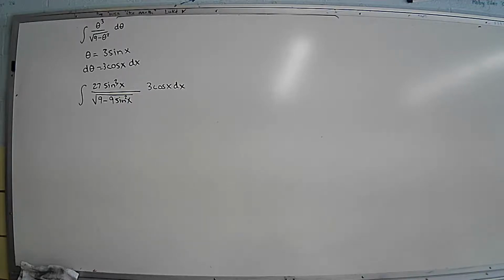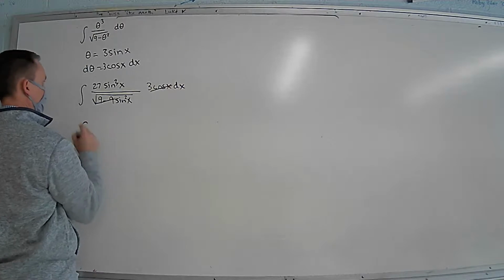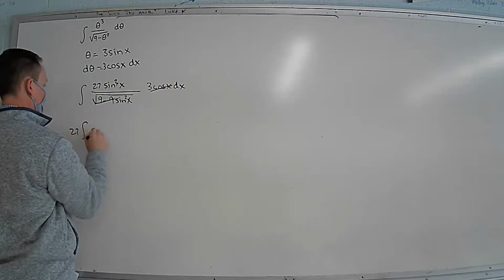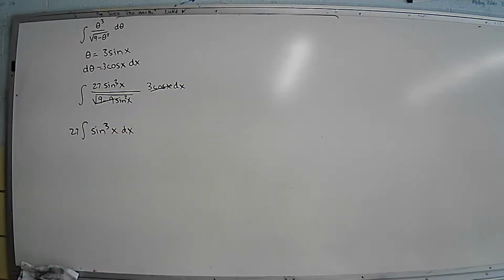So can we simplify this? Clean that up. So what is it? What's the denominator simplify to? 3 cosine? So this ends up canceling with that, right? So we're left with 27 sine cubed x dx. Yes? How do you integrate sine cubed?